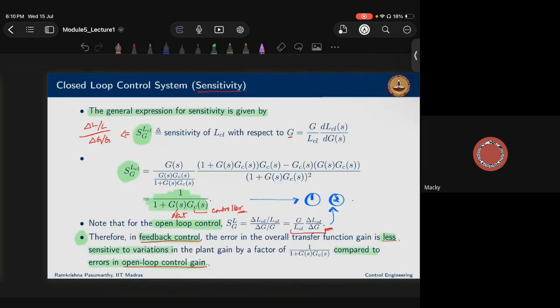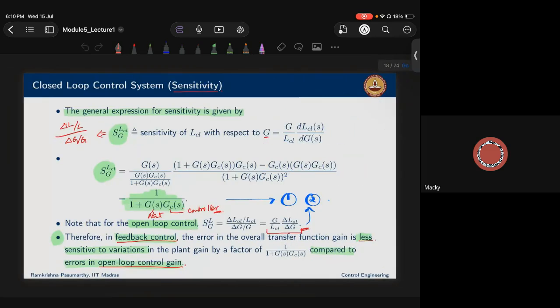So we can talk about the sensitivity of L with respect to G. This is your final expression. In the open loop system, this is what you have. In the closed loop system, this is what you have: 1 by 1 plus L, here G by L, delta L by delta G. So we can compare both. Which is more sensitive to the errors? That is the closed loop system.